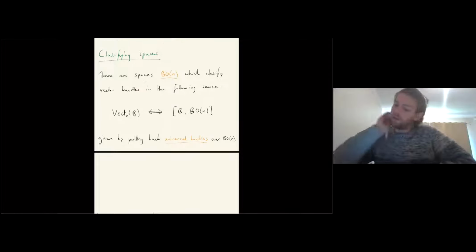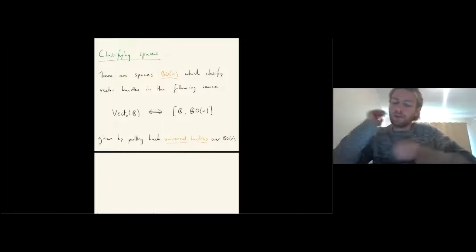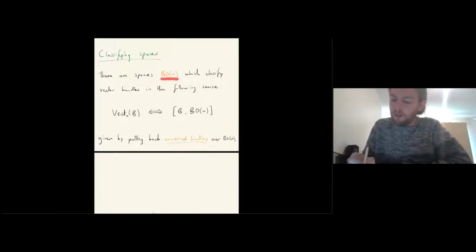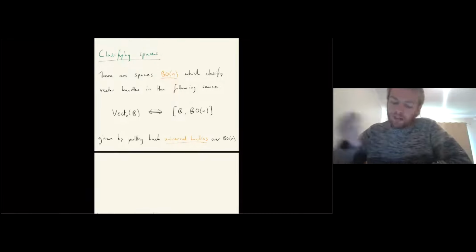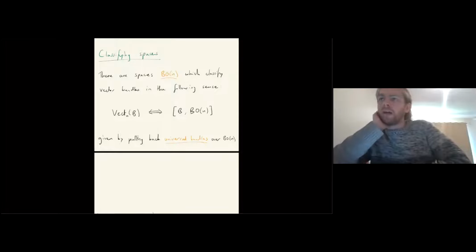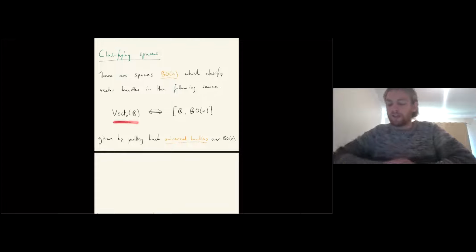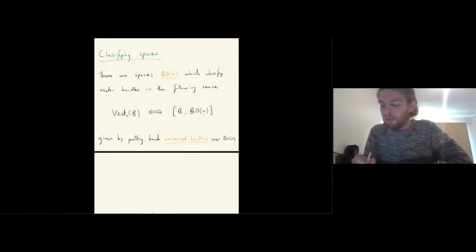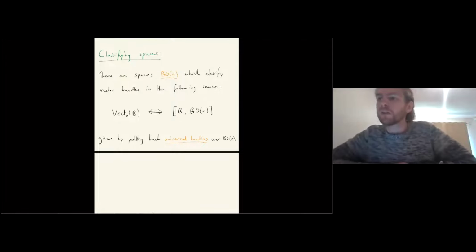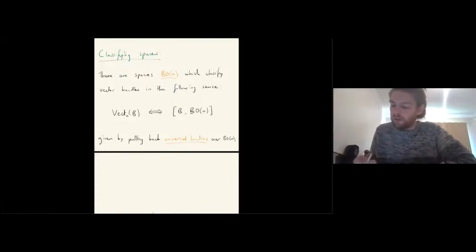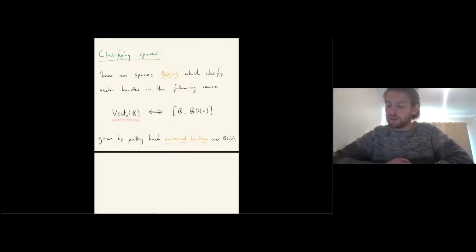So what are classifying spaces? Classifying spaces are these spaces BO(n), which classify vector bundles in the sense that equivalence classes of n-dimensional vector bundles over some base space B correspond to homotopy classes of maps from the base space into this classifying space. So you can think of it as representing a certain functor here.